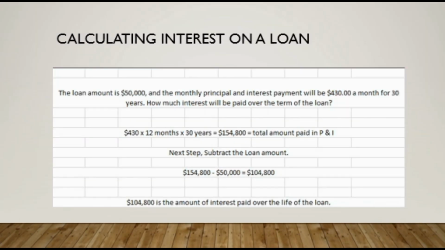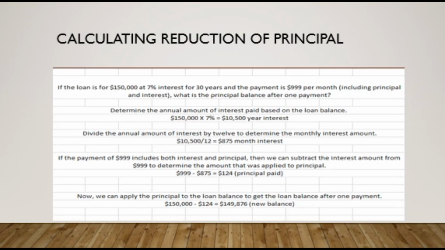My next topic is calculating reduction of principal. If the loan is for 150,000 at 7% interest for 30 years and the payment is $999 per month, including principal and interest, what is the principal balance after one payment? Determine the amount of interest paid based on the loan balance.